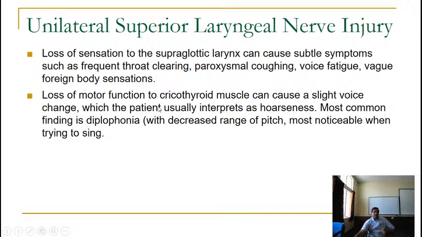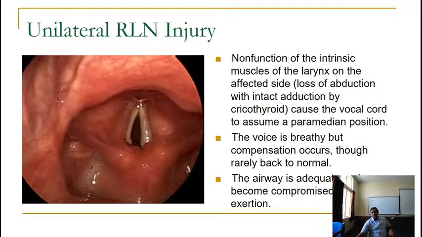Otherwise, generally the patient does not complain of anything, his speech is almost normal, unless he sings, his speech looks almost near normal. So not much affection as far as the voice is concerned, as I told you, except for the singers and the professionals who are involved in teaching, that is the teachers. Then that is about the superior laryngeal nerve.